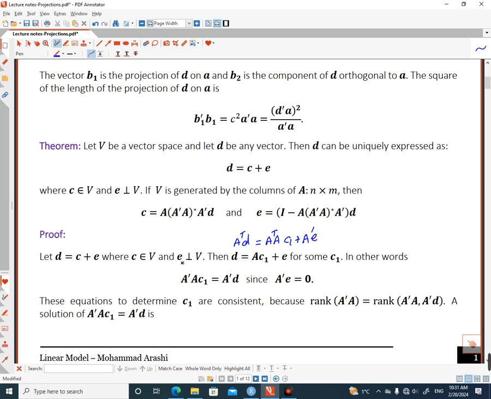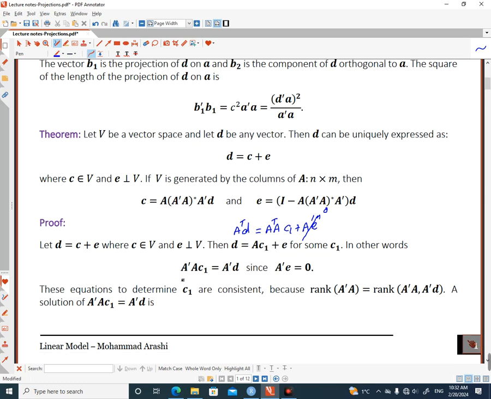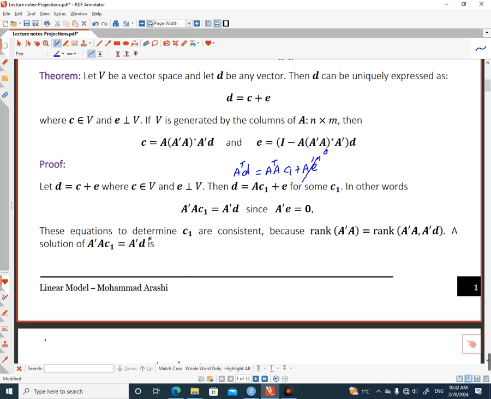Since E is orthogonal to V, I can find that A prime E is equal to 0, and consequently A prime D is equal to A prime A C1. Once again, V is the column space of A, so A prime E is equal to 0 because E is orthogonal to V. From this equation, I can determine C1, and this is actually a consistent equation.